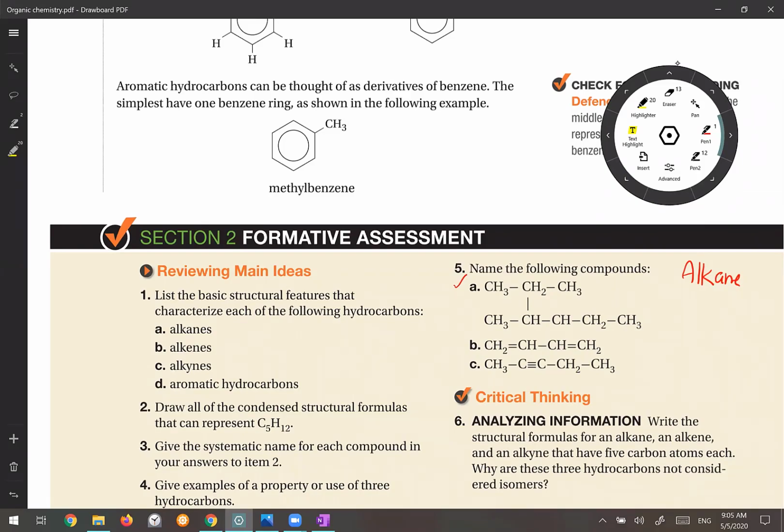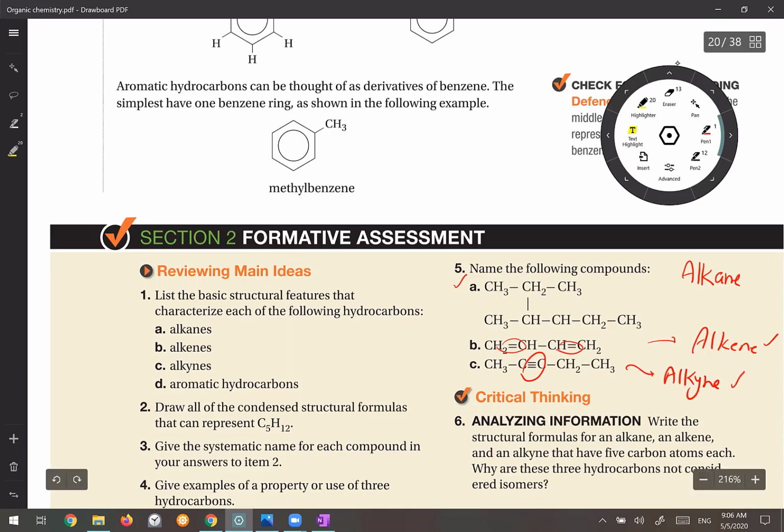In the B, you have the double bonds, so this one is alkene. And on part C, you have triple bond. This one is alkyne. We have not studied about the naming of the alkene and alkyne yet, so we only answer part A of this question. So name the following compound.